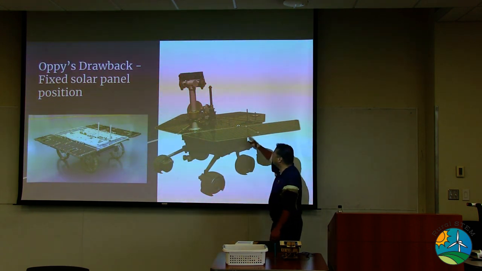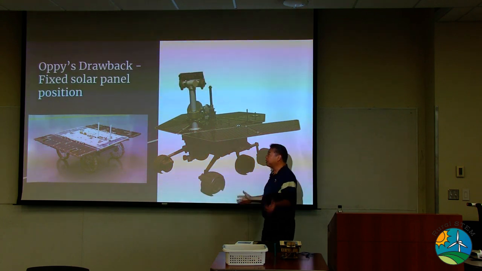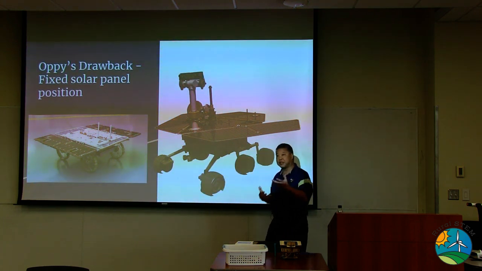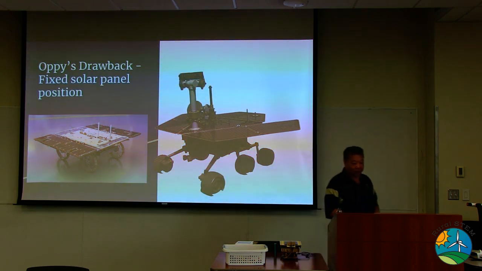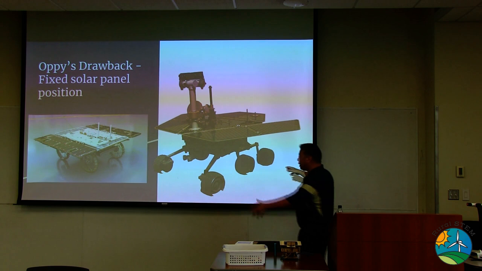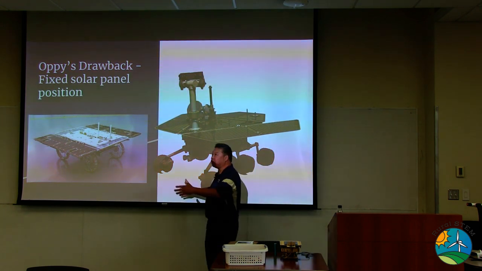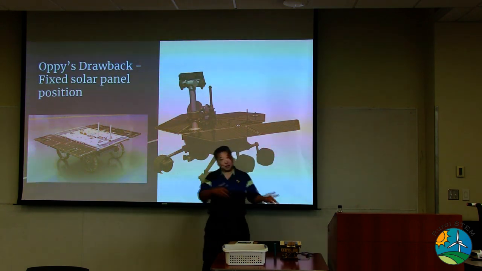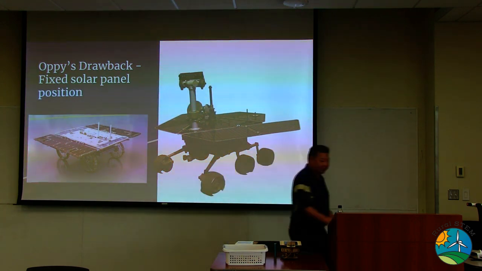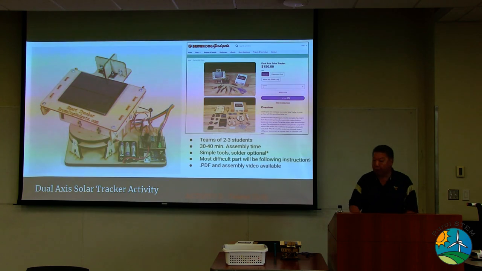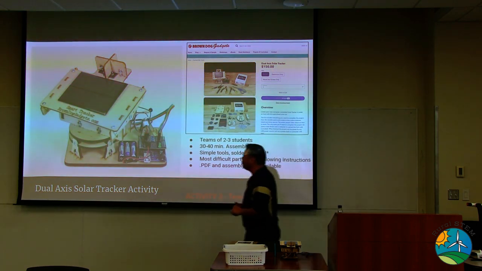If Oppie could move the solar panels to aim toward the sun, it would get more of the sun's radiance, thus developing more solar energy. But Oppie wasn't able to do that. The robot actually had to turn itself, or the programmers had to program Oppie to turn itself to face the sun to get the optimal radiance. That leads us to our day 5 activity.